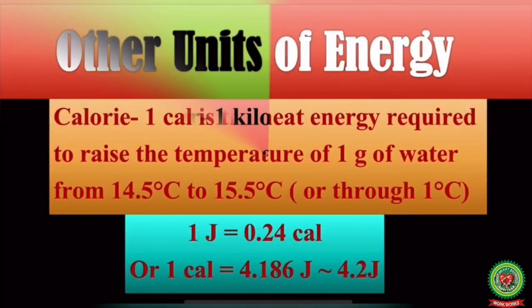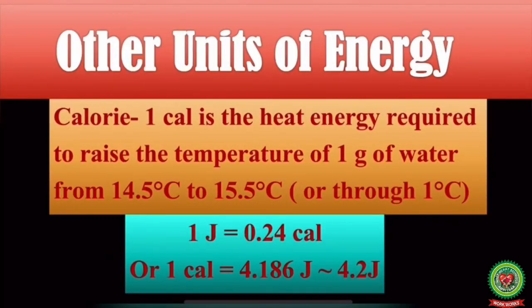The next unit for energy is calorie. Calorie is basically a unit of heat energy. Heat is measured in terms of calories. So 1 calorie is the heat energy required to raise the temperature of 1 gram of water from 14.5 degrees Celsius to 15.5 degrees Celsius, or through 1 degree Celsius. The relation between joule and calorie is 1 joule is equal to 0.24 calories and 1 calorie can be written as 4.186 joule, which is nearly equal to 4.2 joule. So 1 calorie is equal to 4.2 joule.